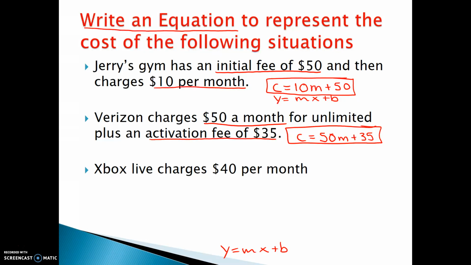Now the last one, Xbox Live charges $40 per month. So again, talking about charge, how much is it going to cost me? C for cost is equal to $40 per month. I'm going to say it's 40M for 1 month, 2 months, 3 months, however many months. Now here's the thing, there's actually no activation cost. So again, that's all we have to do for that one. I mean, could you put C is equal to 40?